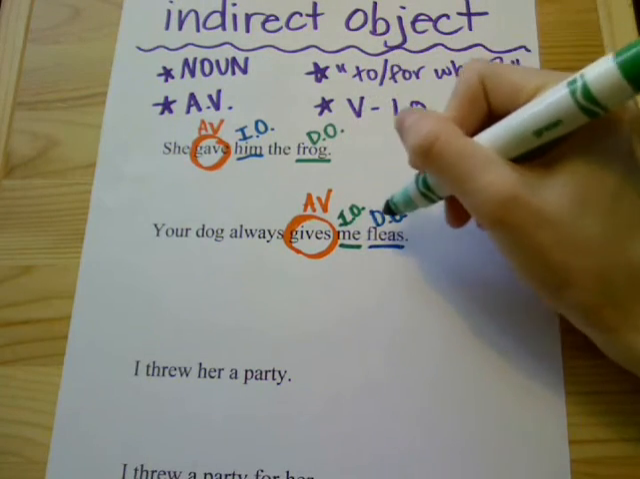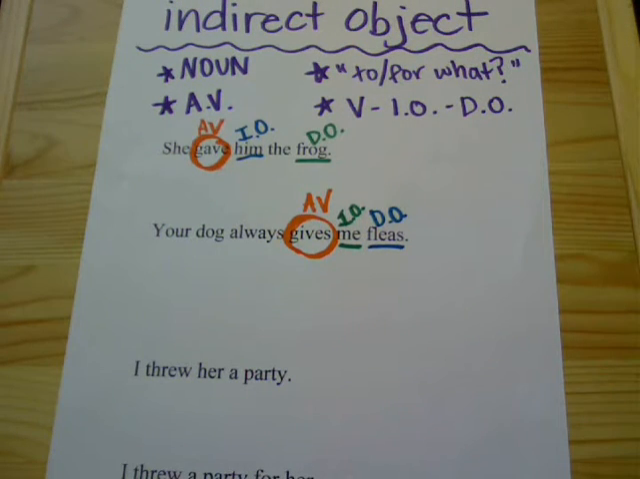Uh-oh, I switched the colors here. I had been doing direct object as green and indirect object as blue. My most sincere apologies. I'll try to switch back.